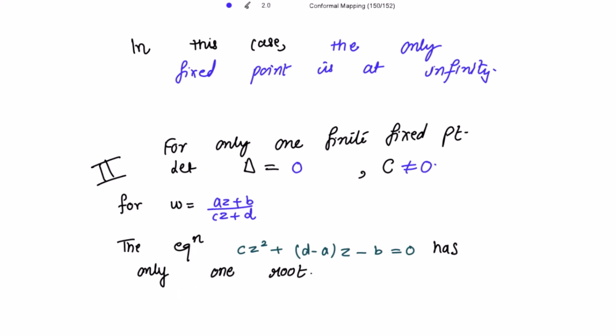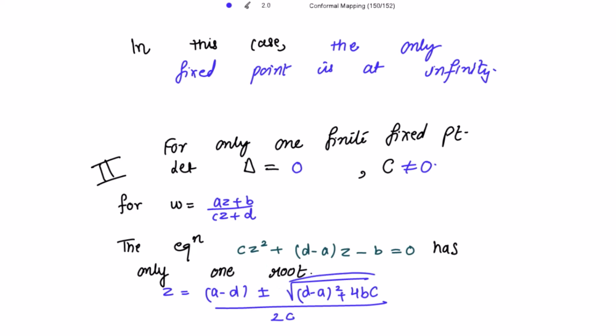For the quadratic equation, we get the roots as Z equal to (A minus D) plus minus square root of (D minus A) square plus 4BC, divided by 2C. Now here, this is your discriminant, that is delta. In this case, delta is taken to be 0. So I get Z to be equal to A minus D over 2C. The only finite fixed point is Z equal to A minus D over 2C, right?